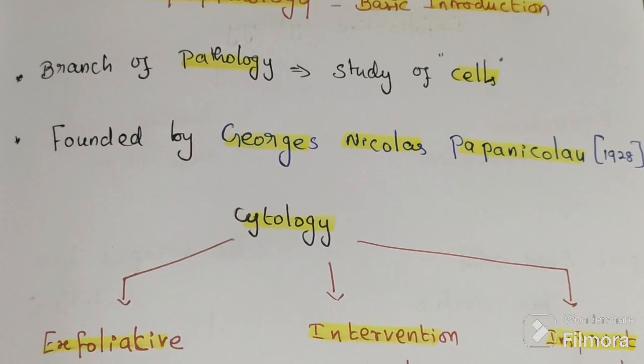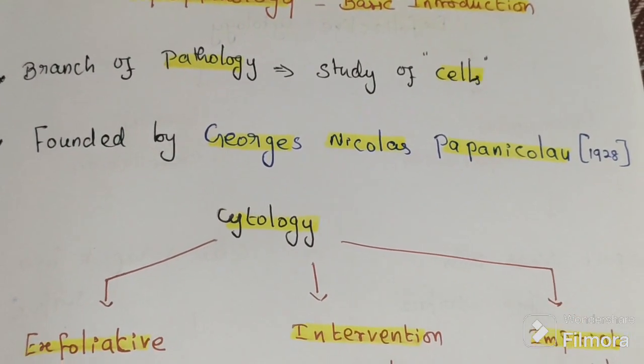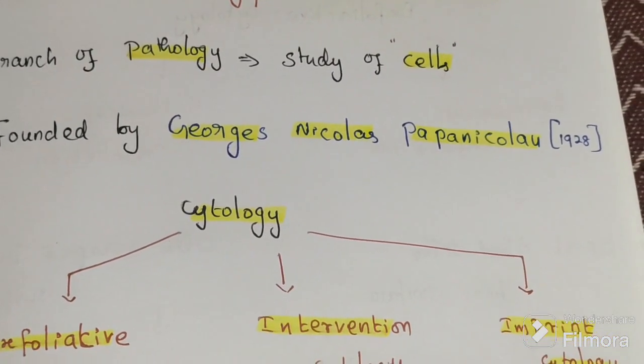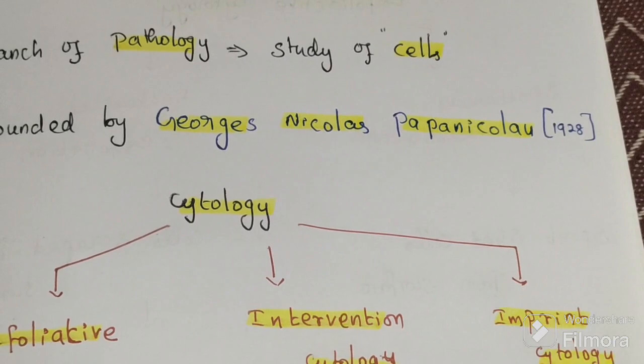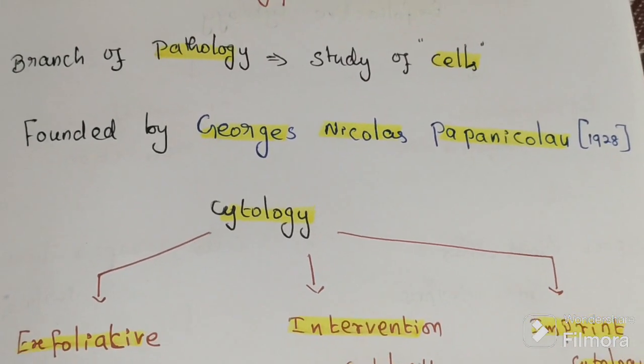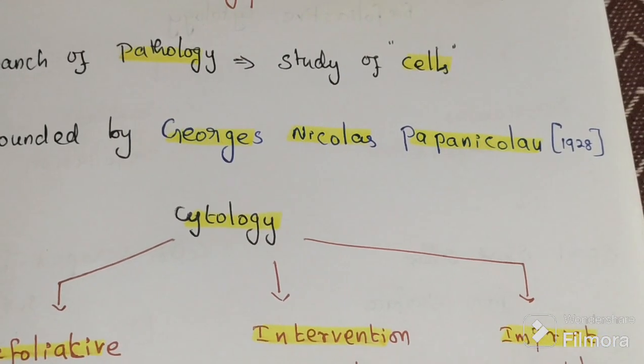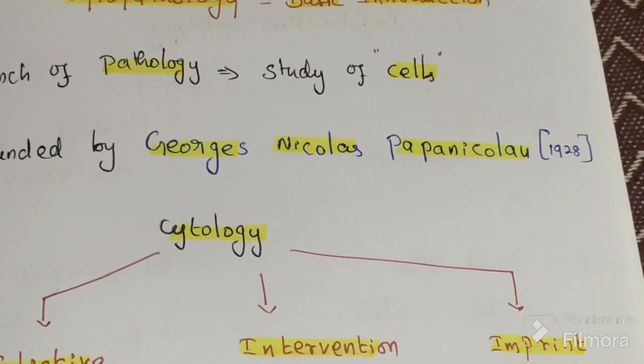This branch was founded by Georges Nicholas Papanicolaou in the year 1928.